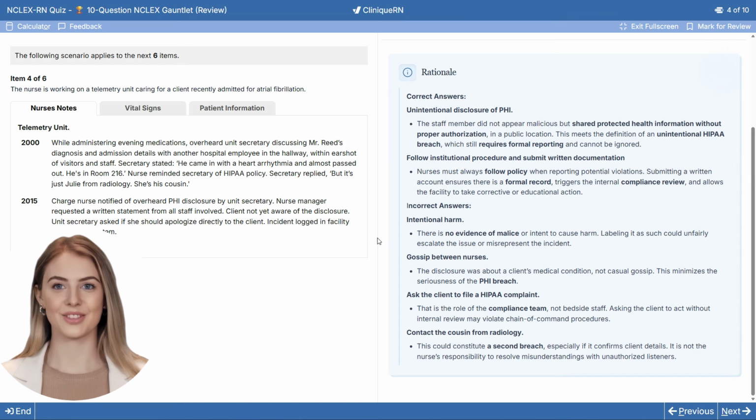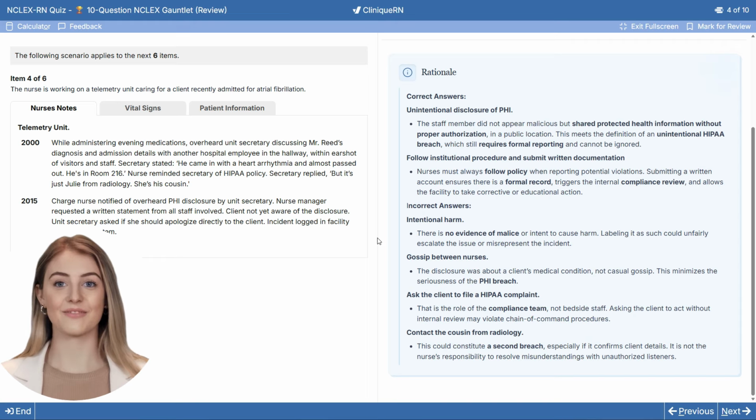Let's look at why the others don't fit. Intentional harm. There was no sign of malice. Calling it intentional would exaggerate the event. Gossip between nurses. This wasn't casual chatter. It was the sharing of medical info, which makes it a privacy breach.